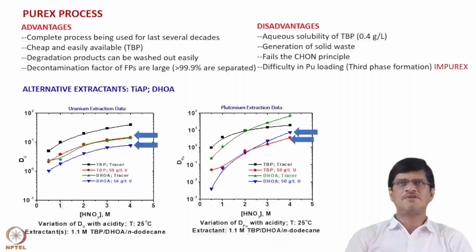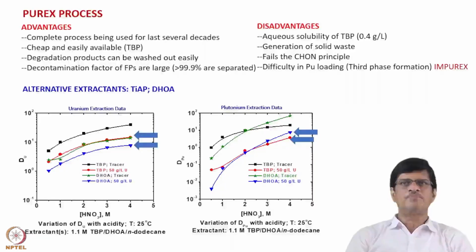But there are some disadvantages of the Purex process. That is, the aqueous solubility of TBP is quite significant. That is, 0.4 grams per liter of TBP goes to the aqueous phase. Then there is generation of solid waste. Finally, this spent solvent has to be managed as a solid waste, which is the phosphates. And this TBP actually fails the CHON principle. So a green extractant should have carbon, hydrogen, oxygen and nitrogen. TBP is not that type of extractant. It contains phosphorus. So it fails the CHON principle of the green extractants.